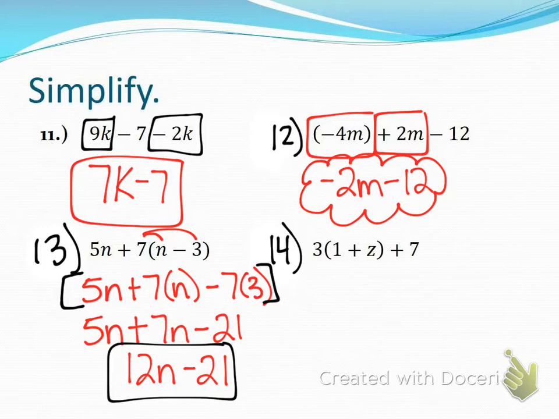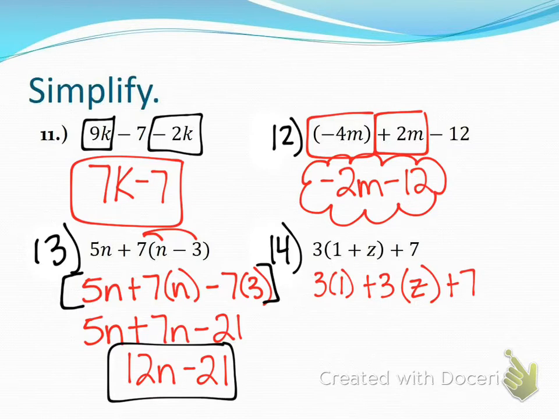On number 14, what am I distributing? What is it getting distributed to? What? Why not the 7? Good. It's outside of the parentheses. How do I know that I'm not distributing the 7? Very good. It's separated from the parentheses by a plus sign. So that's how we knew for sure that we're just distributing the 3 and we're only distributing it to the 1 plus z. The plus 7 just hangs out on the end.